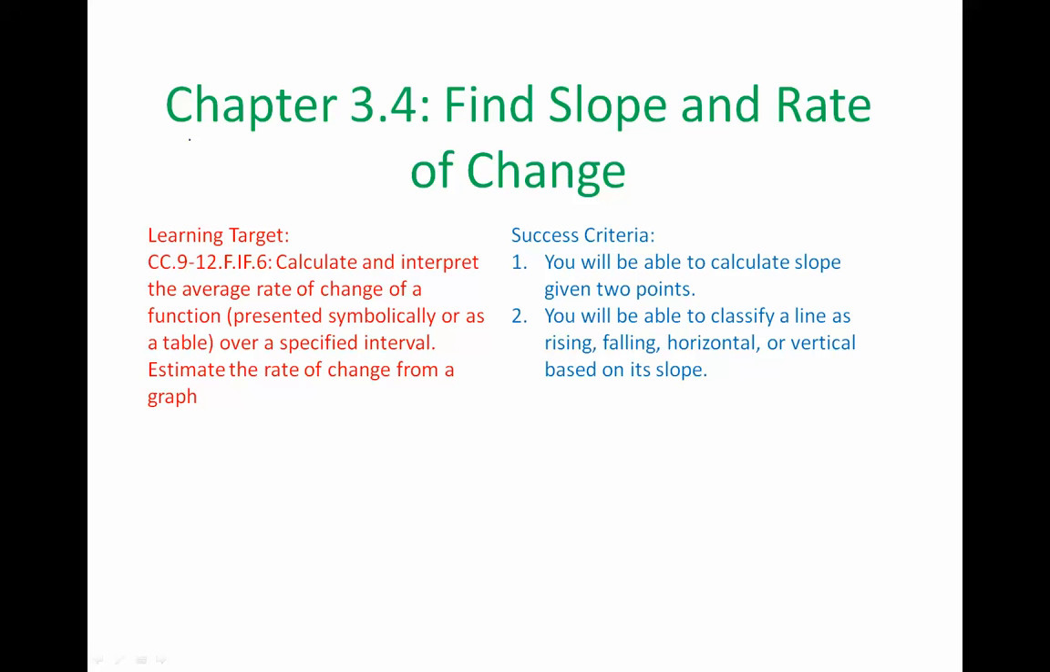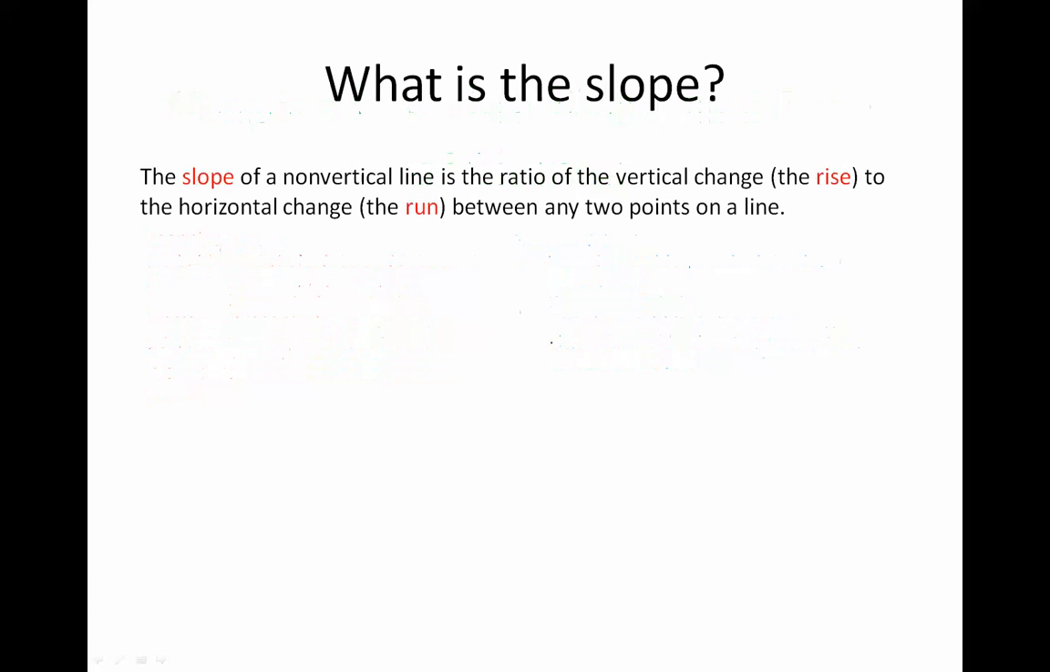This is chapter 3.4. And in 3.4, we're introducing the idea of slope and rate of change. And in this particular series of videos, you're going to be able to calculate the slope given 2 points. And you'll also be able to say whether a line is rising, falling, horizontal, or vertical based on its slope. So let's jump in and talk about what is the slope.